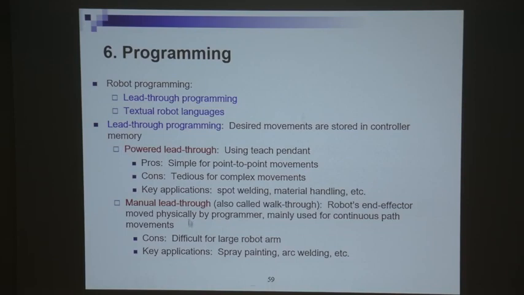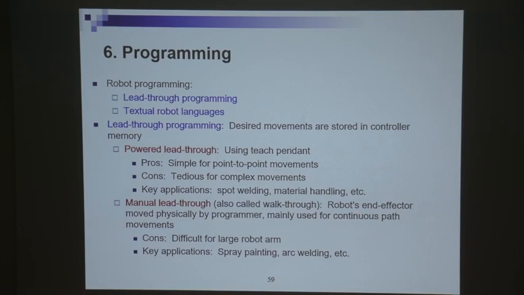There's also something called manual lead-through, also known as walkthrough. You hold on to the end effector and physically move the end effector by the programmer. So you can use it for continuous path movement. So instead of having a teach pendant, which is like a tablet, with a physical lead-through you have a robot, you hold on to the end effector and move it.